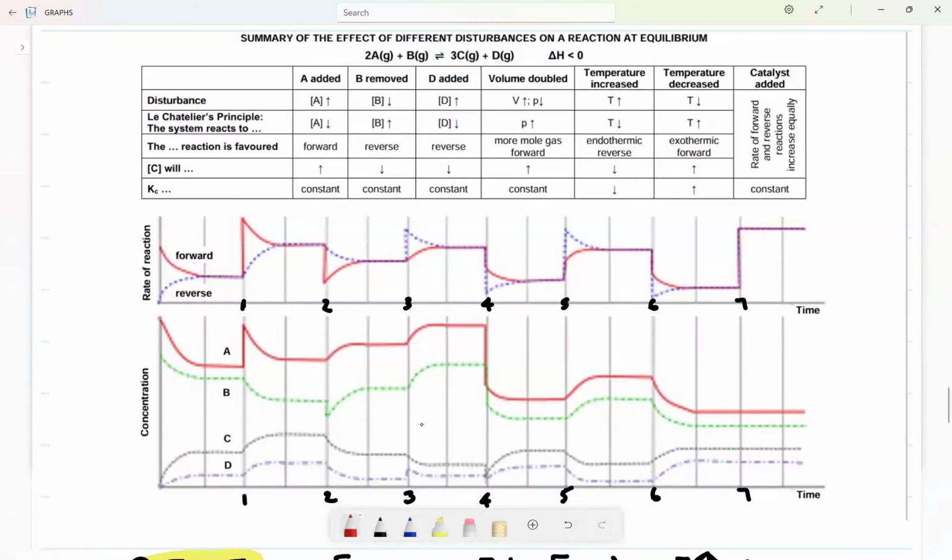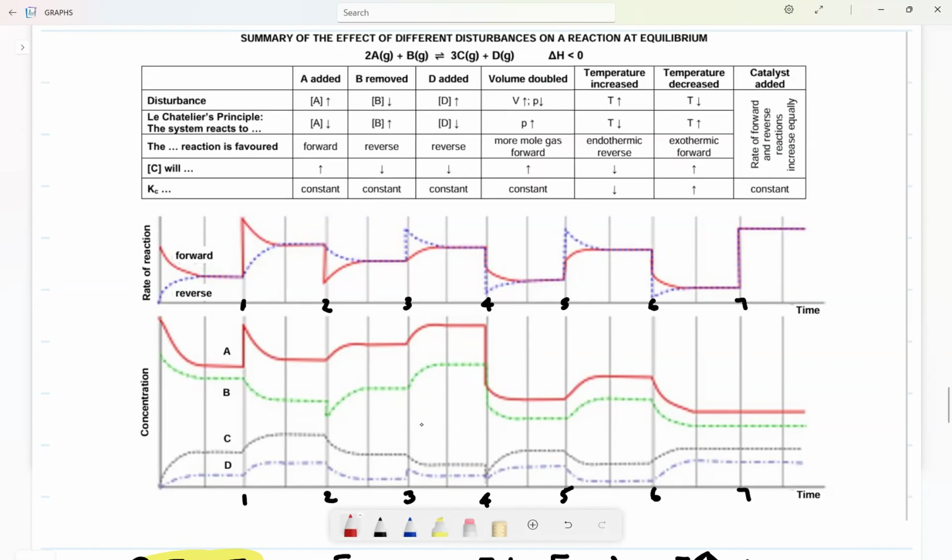Can you now see here at T4, the one that was a little bit tricky? The pressure was decreased. Okay, can you see that? Yes. And Le Chatelier did what? Increase the pressure. Okay.